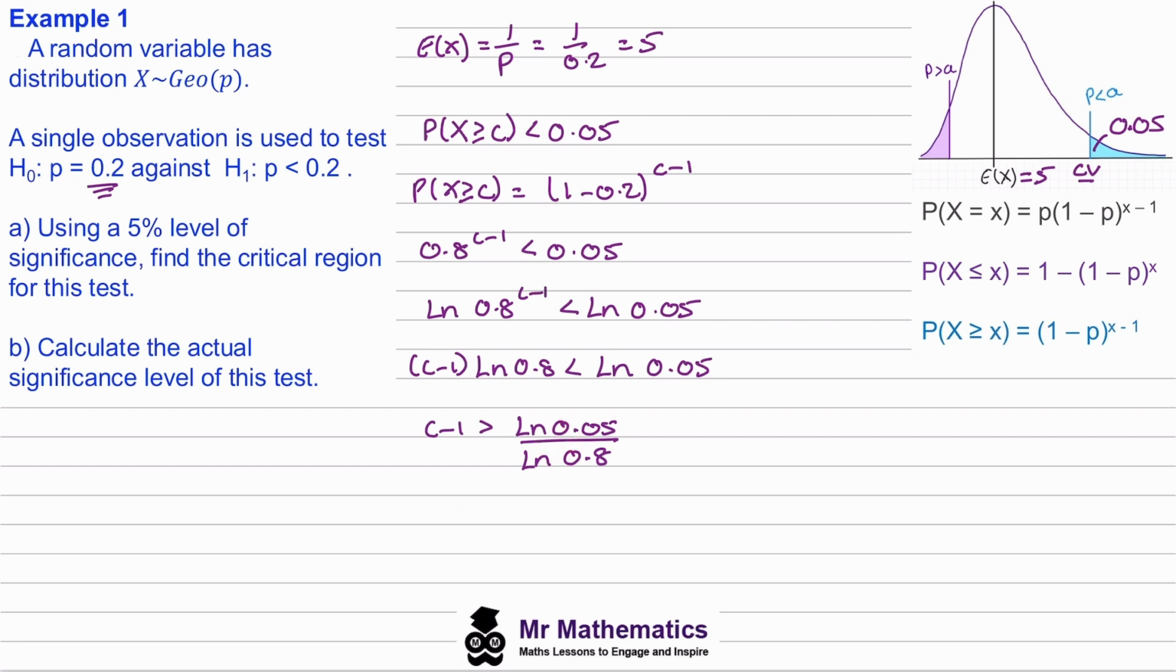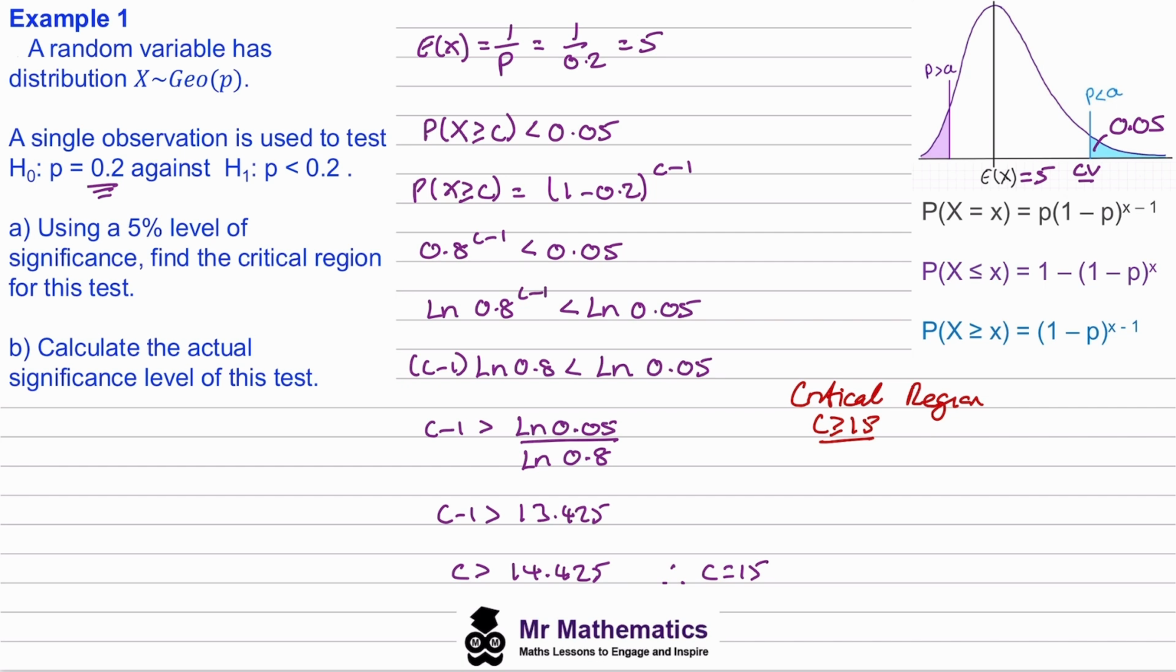We can work this out, and we get c minus 1 must be greater than 13.425. So c must be greater than 14.425. But we know that c has to be an integer because this is our number of trials. So in this case, therefore, c must equal 15. So our critical region is when x is greater than or equal to 15. Okay?